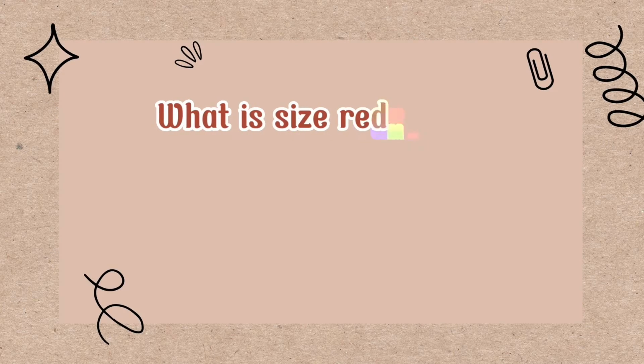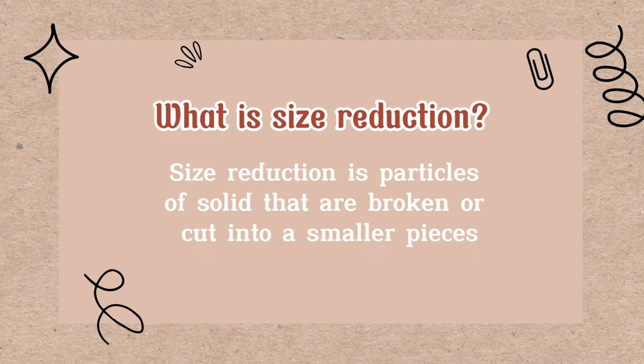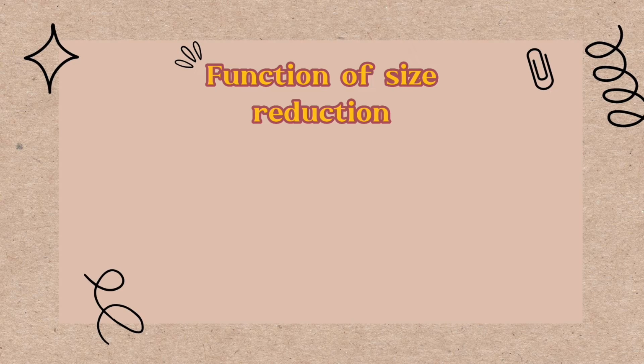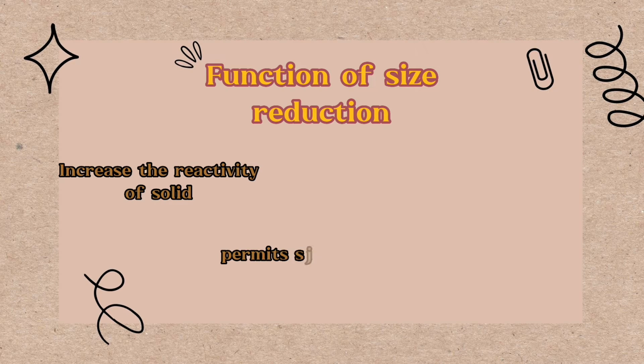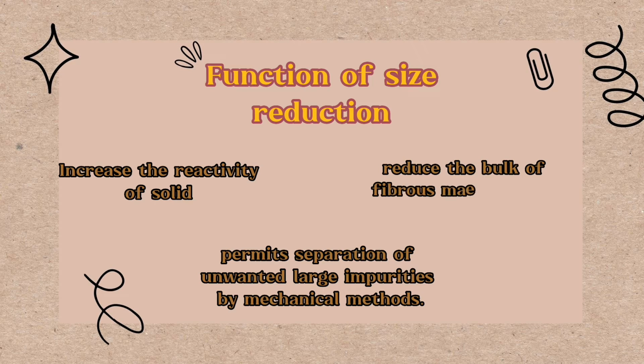So what is size reduction? Size reduction is particles of solid that are broken or cut into smaller pieces. Next, what is the function of size reduction? Firstly, particles are ground to increase the reactivity of solids in some industrial reactions. Secondly, it permits separation of unwanted large impurities by mechanical methods. Lastly, it can reduce the bulk of fibrous materials for easier handling.